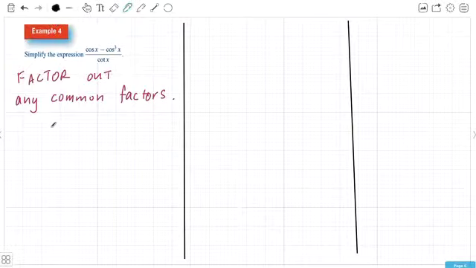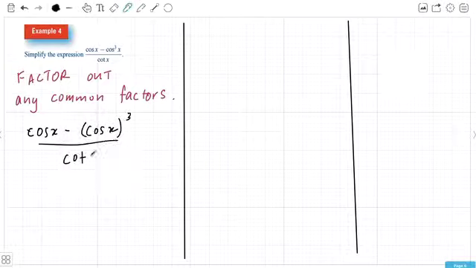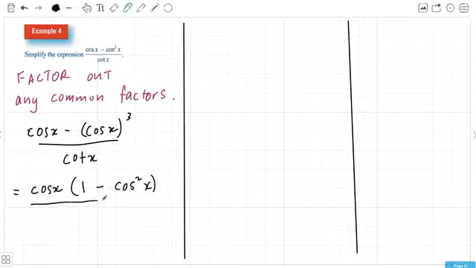Okay, you can see on the top here, I'm just going to rewrite this for you, if you're not happy with the little cube being next to the cos. This is cos x cubed. Now you can see that cos x is the common factor, so we're going to factor that out. How many cos x's are in cos x? Well, there's one. And if we take out a cos x from here, I'll have a cos squared x left over, and cot x underneath.